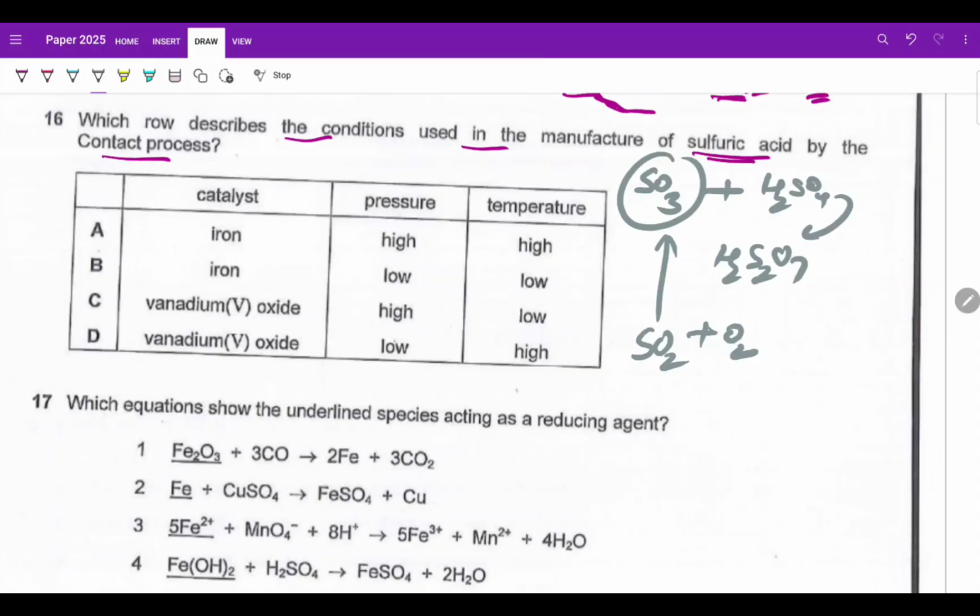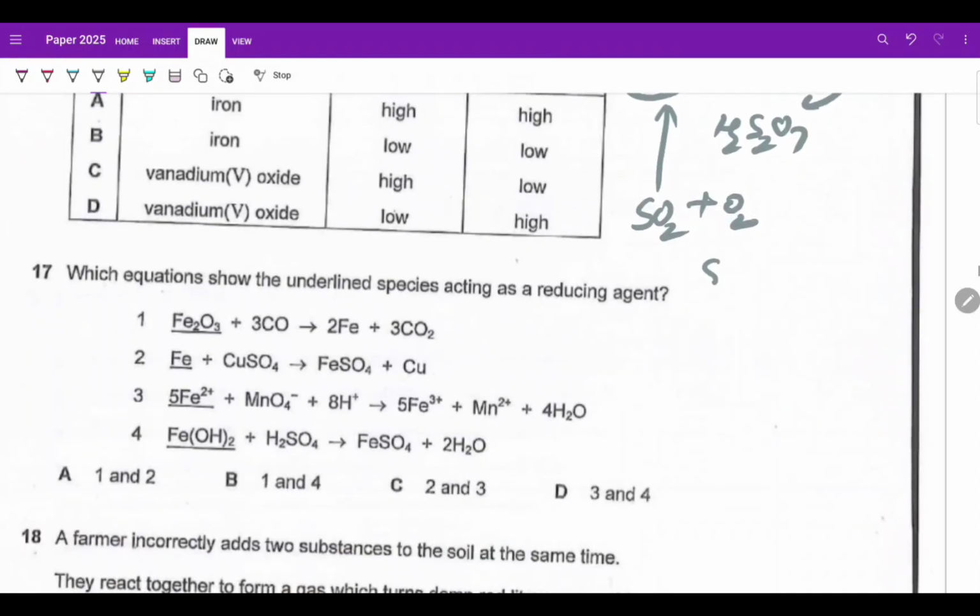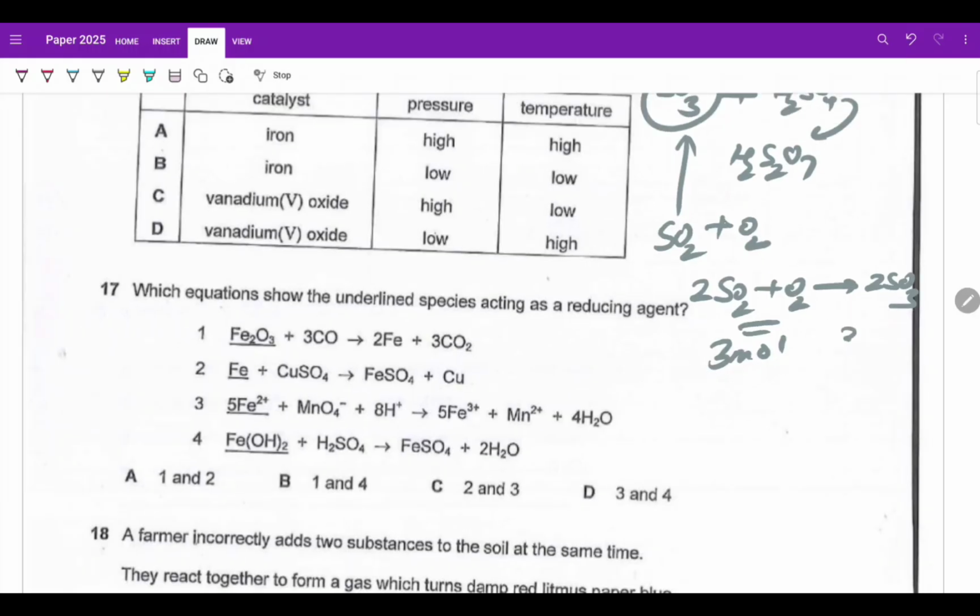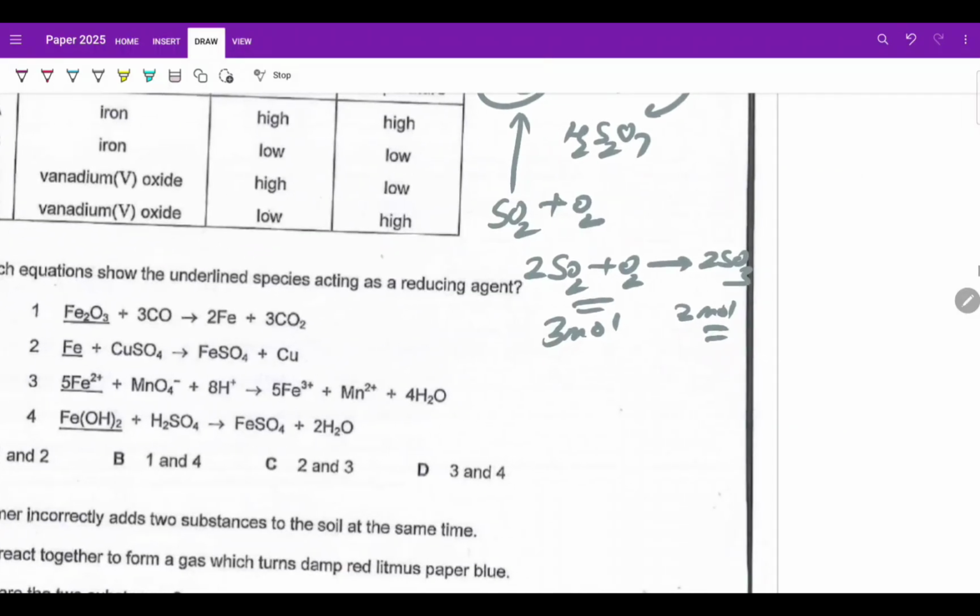In presence of vanadium pentoxide as a catalyst, the reaction will be 2SO2 plus O2 gives you 2SO3. 3 moles of gas here and 2 moles of gas here. This is the reaction for the contact process. 2 moles of SO3 and 3 moles of SO2 plus O2. It means the pressure is high here and pressure is low here. Okay, more moles, more pressure.